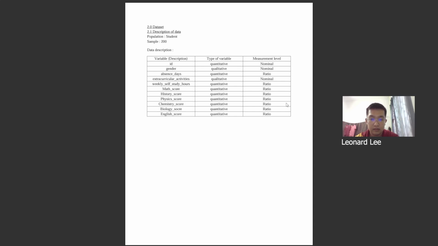The type of variable, two kinds exist, which is quantitative and qualitative, and the measurement level for ID is nominal, for gender is nominal, absent days is ratio, extracurricular activities is nominal, weekly self-study hours is ratio, math score, history score, physics score, chemistry score, biology score, and English score, all of them are ratio.